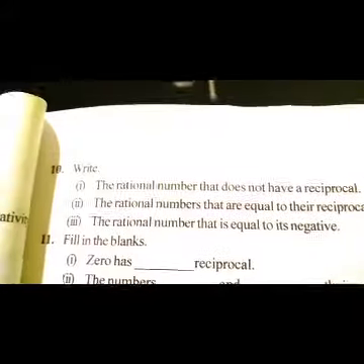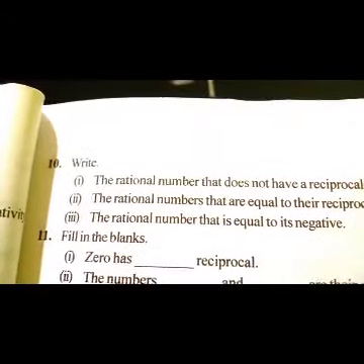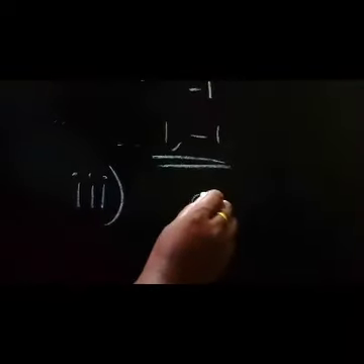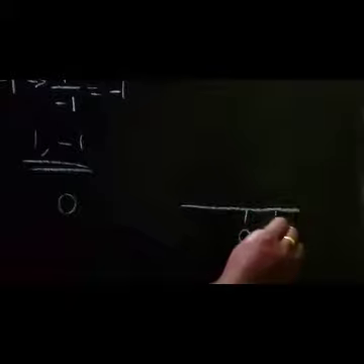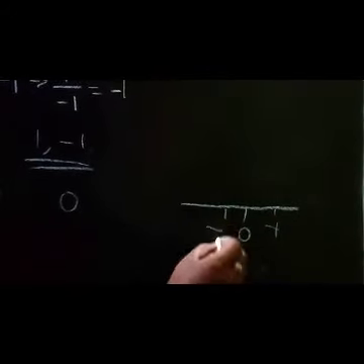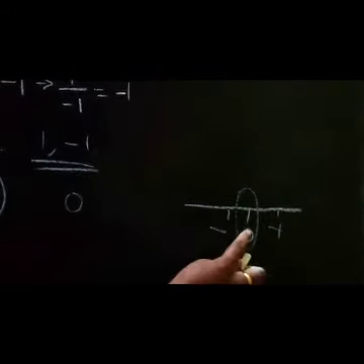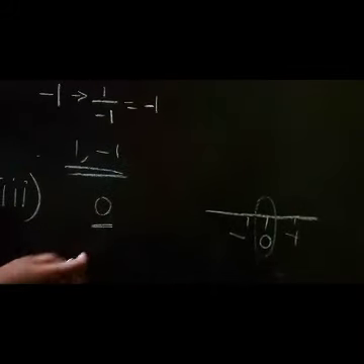Third one, the rational numbers that is equal to its negative. 0 only doesn't have any negative because in the number line we have 0, this side we have positive sign, this side we have negative sign. So 0 doesn't have any negative value and positive value. So the answer is 0.